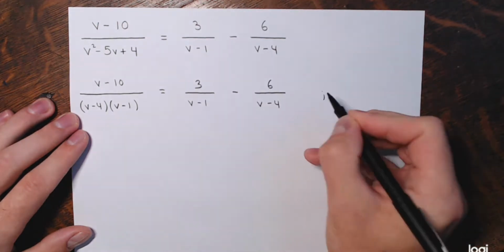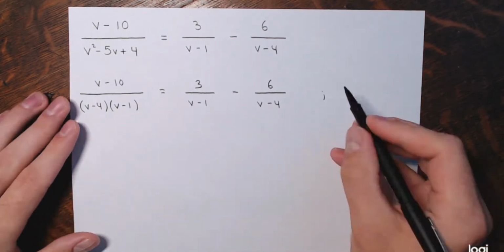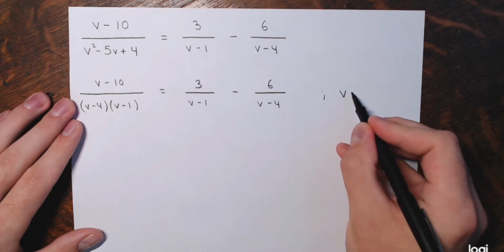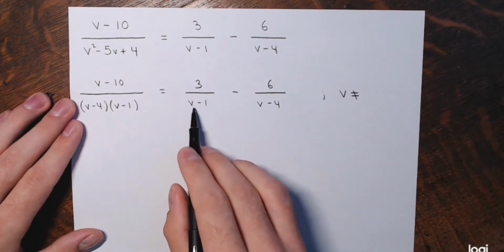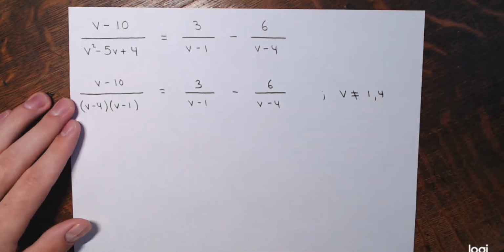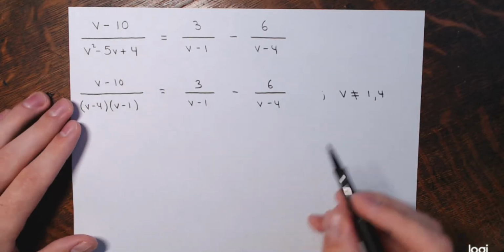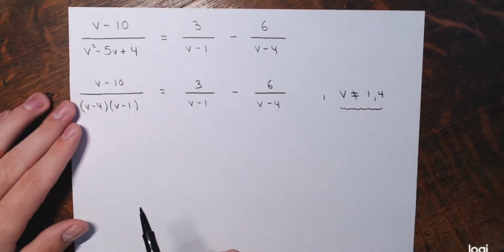All right, then off to the side, after all the denominators are factored, I'm going to state those unallowable values of v. Right? V can't be equal to 1 or 4. Because if it were, you'd be dividing by 0 throughout this problem, and that's bad. Right. So again, I'm going to keep that in mind for later.